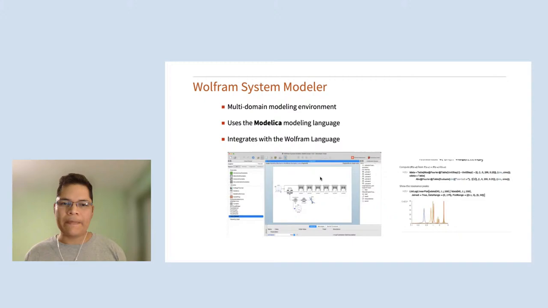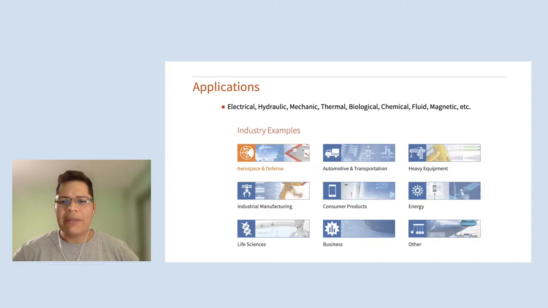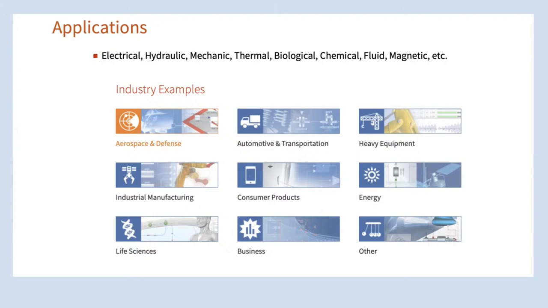One of the great things about Wolfram System Modeler is that it integrates perfectly with the Wolfram language or Mathematica. And that allows you to do lots of complex analysis. Some of the applications of System Modeler are the modeling and simulation of electrical circuits, and also combining electrical, hydraulic, mechanical, thermal, and biological systems. Basically anything that you can express with differential equations can be modeled and simulated with System Modeler.